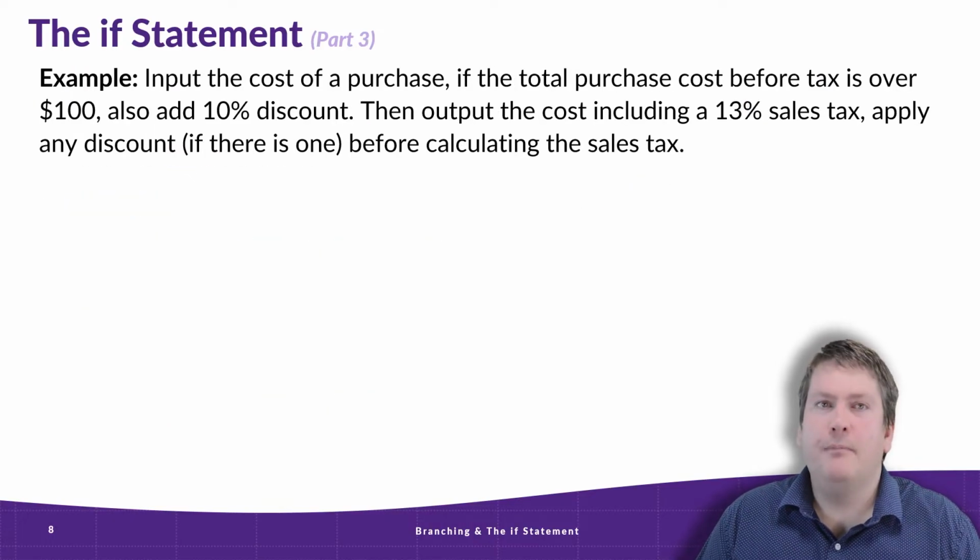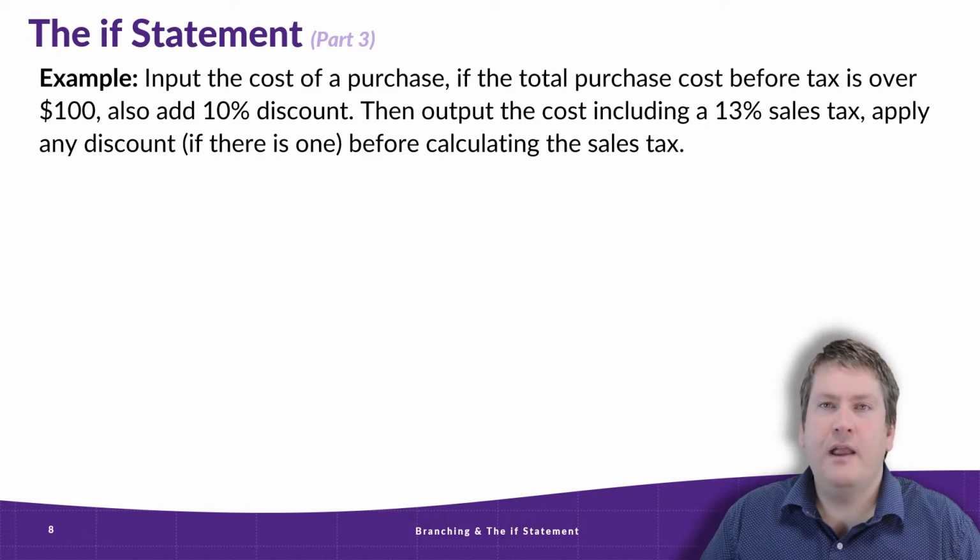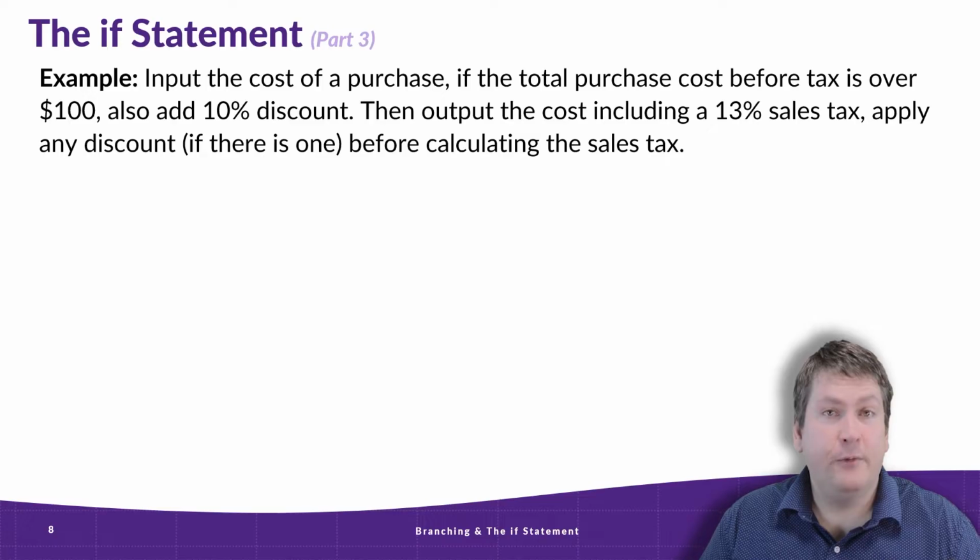Okay, let's look at a more complex example and one that's a little closer to real life. So in this example, we're trying to input a cost of a purchase and then calculate the total cost. And we have two things to consider. The first is a 13% sales tax that's applied no matter what. And the other thing is a 10% discount. But we only want to apply the 10% discount if the purchase is over 100.